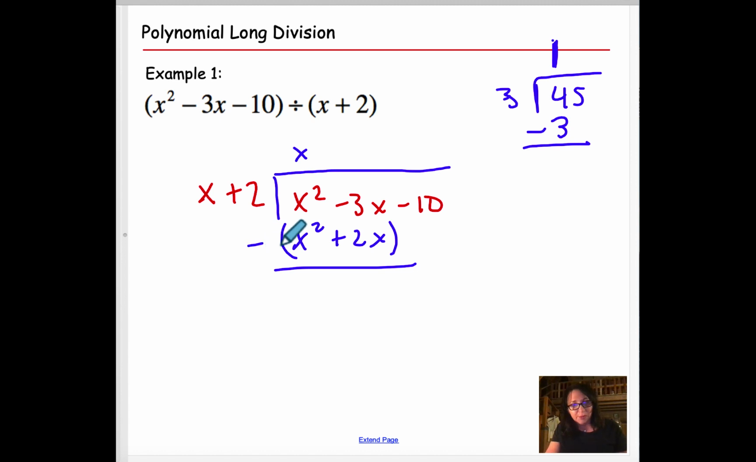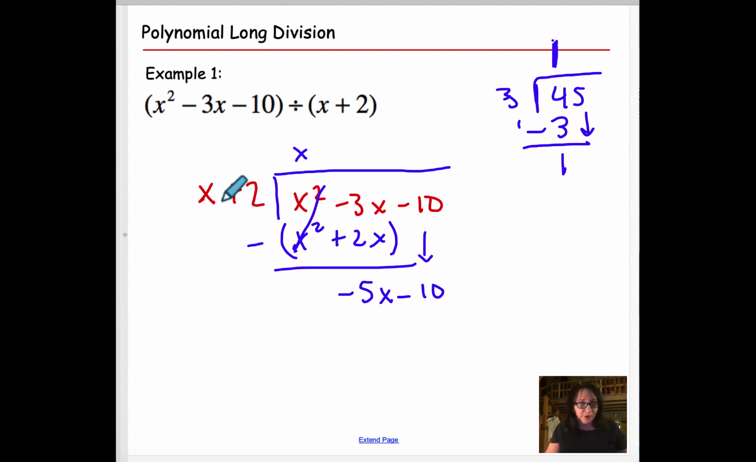So it's going to be x squared minus x squared, gone. That should cancel. Then I have negative 3x minus 2x. And so that's going to be negative 5x. Then the next thing you do, after you subtract, you bring down the next term. Same thing. We're going to bring down our next term, which is negative 10.